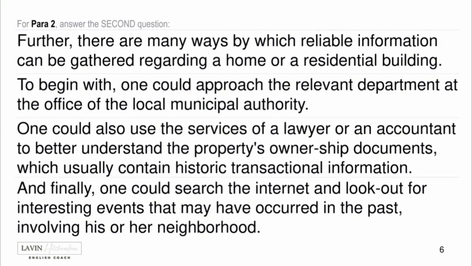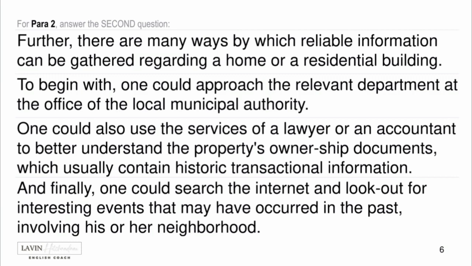For para 2, answer the second question. Further, there are many ways by which reliable information can be gathered regarding the home or a residential building. To begin with, one could approach the relevant department at the office of the local municipal authority. One could also use the services of a lawyer or an accountant to better understand the property's ownership documents, which usually contain historic transactional information.